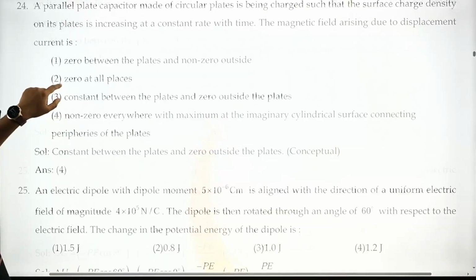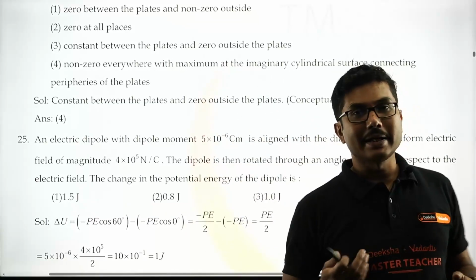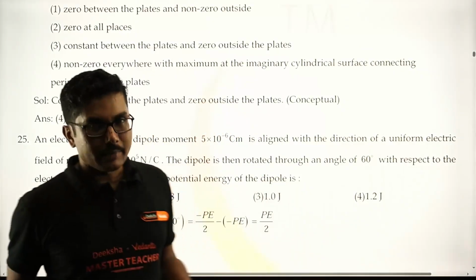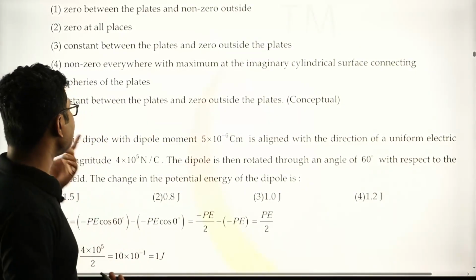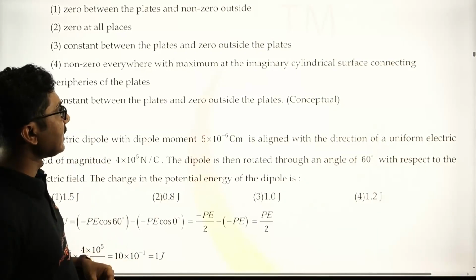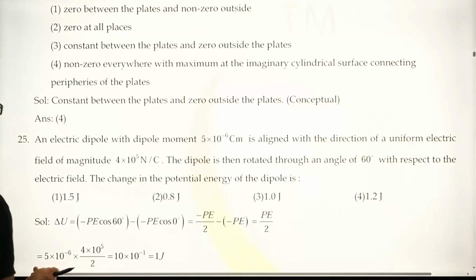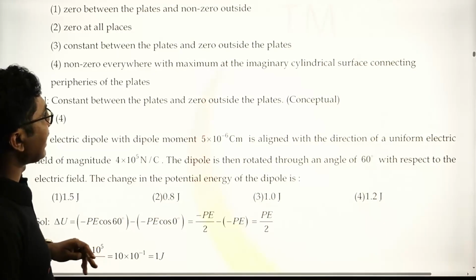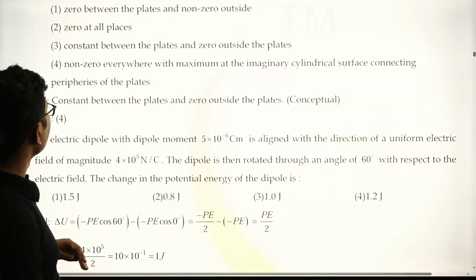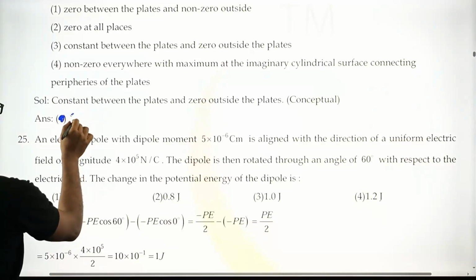So the electric field varies only inside the plates, and that gives rise to the displacement current. So displacement current is there only between the plates. There is no displacement current outside the plates. So that means the magnetic field is basically constant between the plates and zero outside the plates. So I think they have made this option wrong, the one saying zero everywhere within the imaginary cylindrical surface connecting the peripheries of the plates. It will be 3.